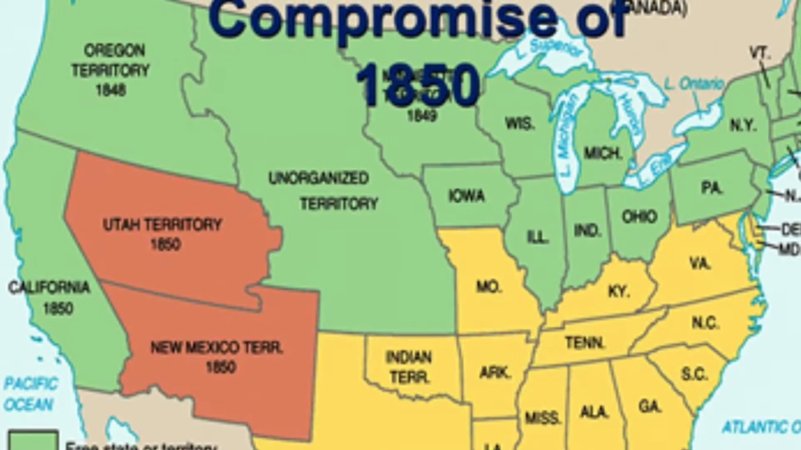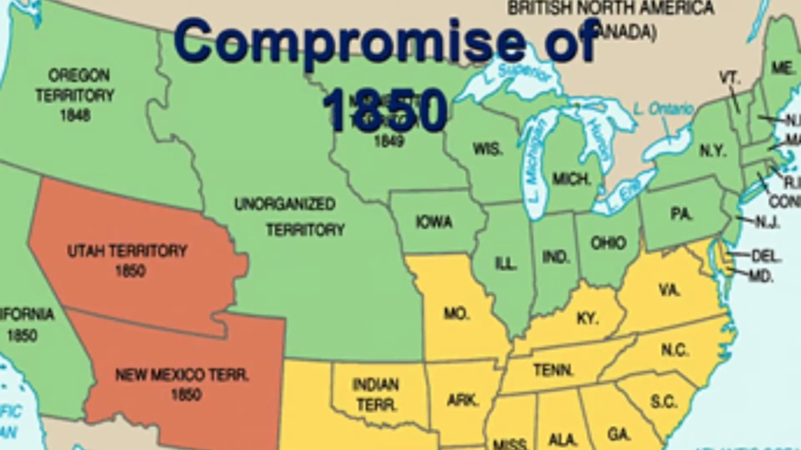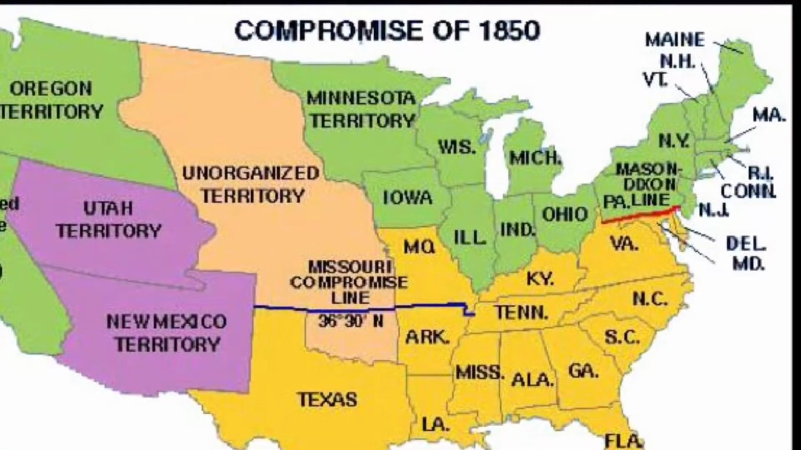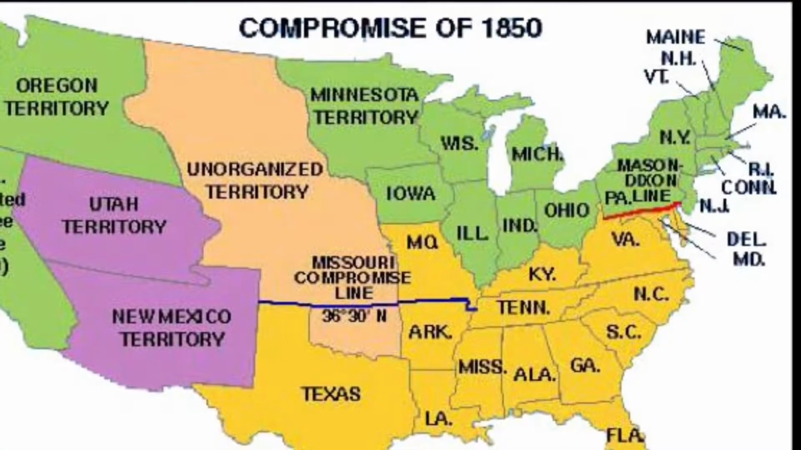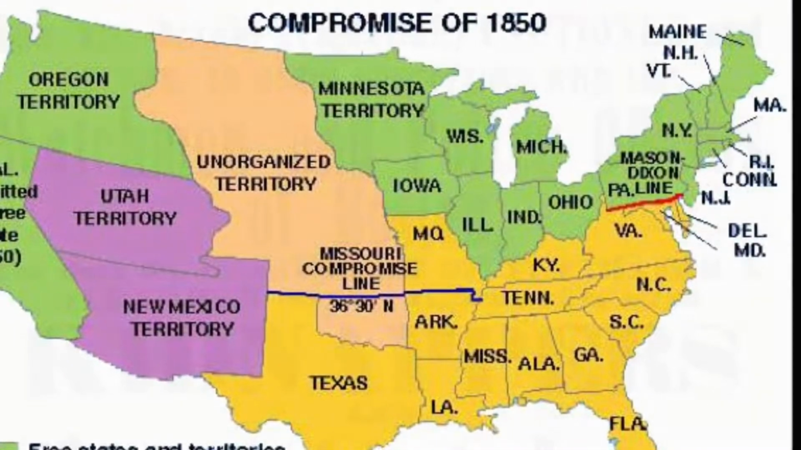The Compromise of 1850. Divisions over slavery and territory gained in the Mexican-American War were resolved in the Compromise of 1850. It consisted of laws admitting California as a free state, creating Utah and New Mexico territories with the question of slavery in each to be determined by popular sovereignty.